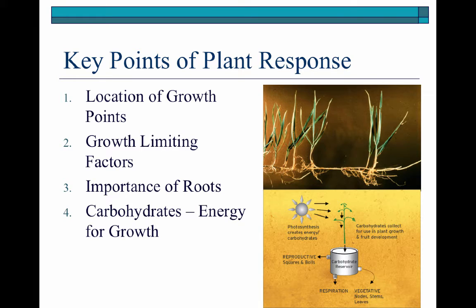So when it comes to how a plant is going to respond, there's four major points that you need to take into effect. And we're going to talk about all these more in depth, but they are location of growth points, or growth limiting factors, the root systems that plants have, as well as how they store carbohydrates and energy for growth.